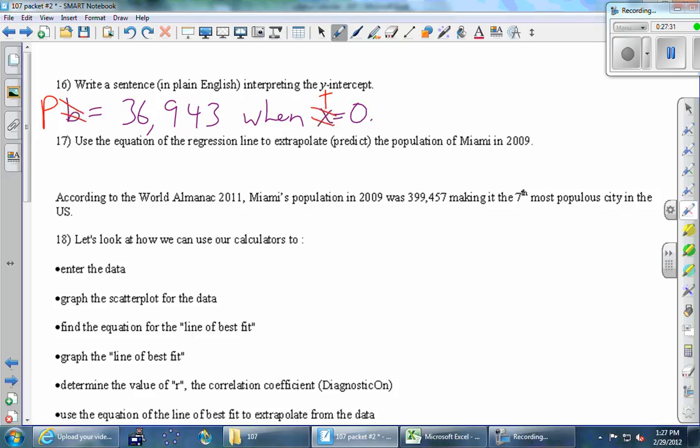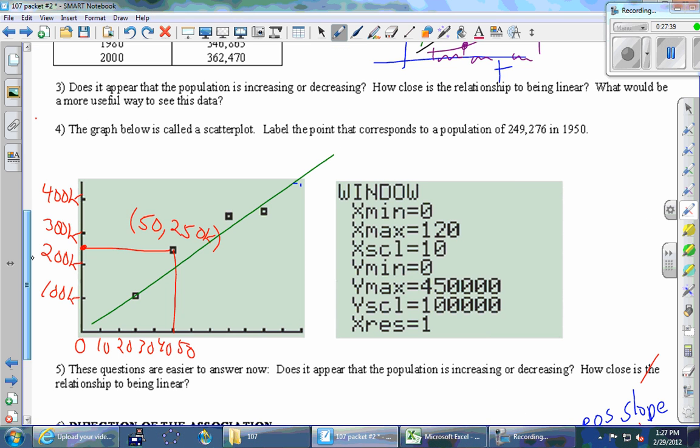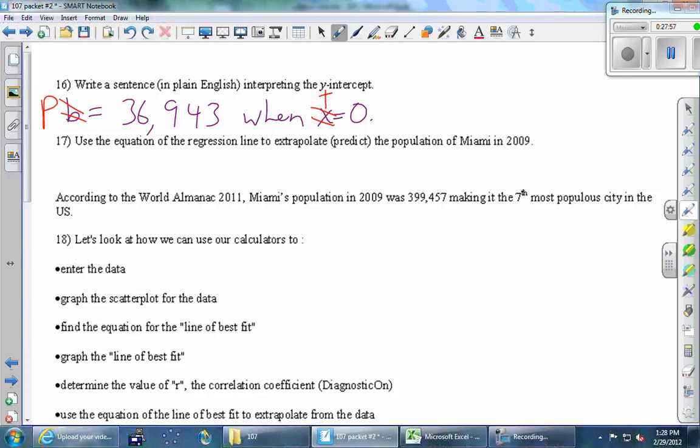36,943. But time equals 0 is not really an English phrase. So if we looked at the graph and we figured that this 50 wasn't really year 50, what was it? It was 1950. Then what year is year 0? It's 1900, okay? So in 1900, we're trying to say that perhaps the population of Miami was 36,943.